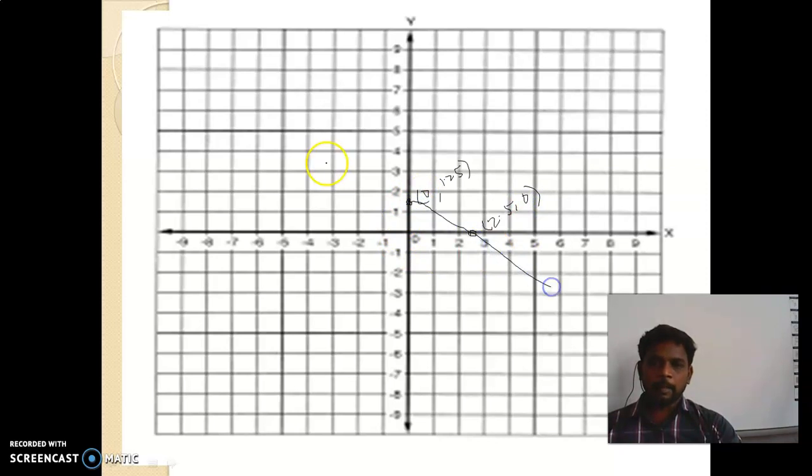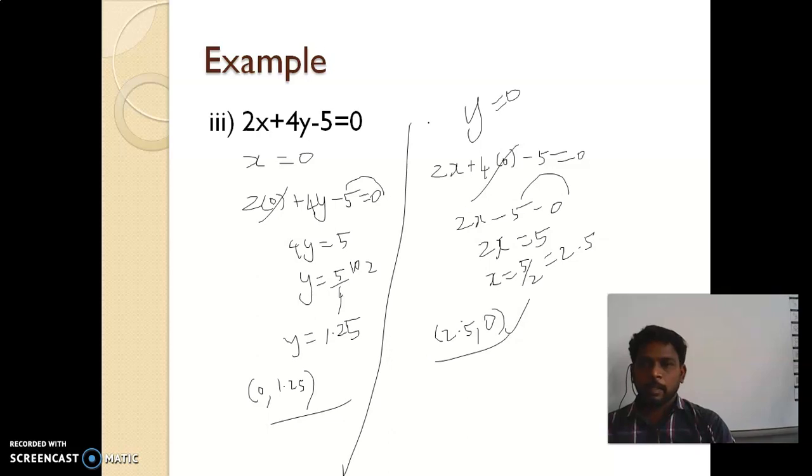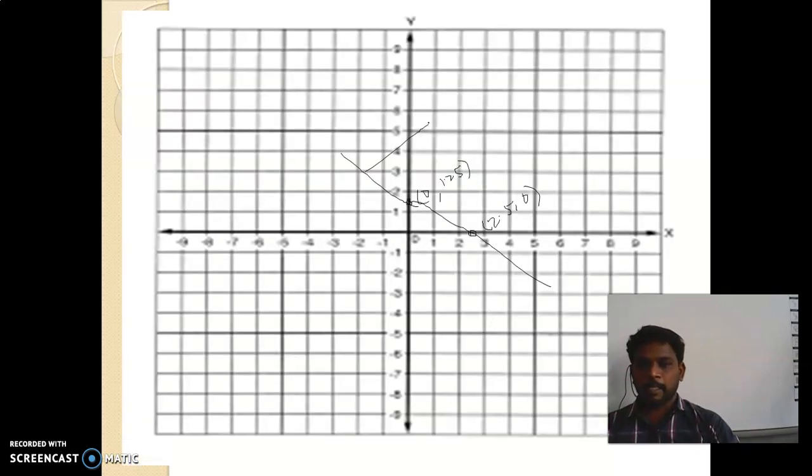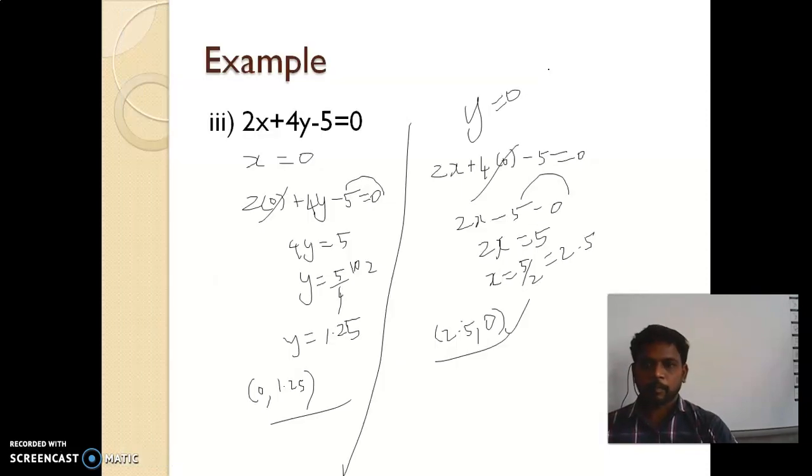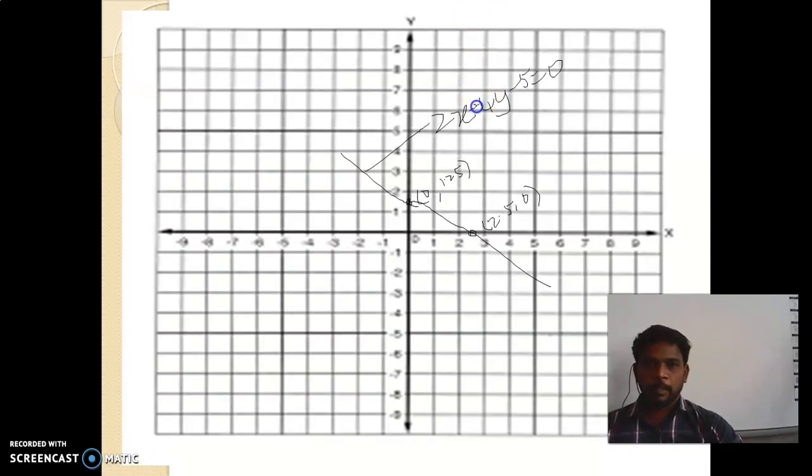Just extend it a little bit. And write the equation on the line. What is the equation here? 2x plus 4y minus 5 equal to 0. Sorry, plus 4y, minus 5 equal to 0.